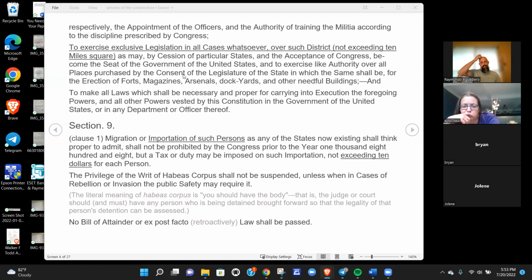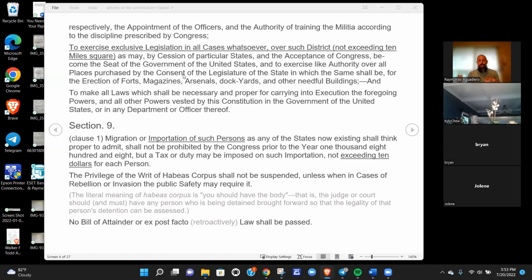Okay, section 9, clause 1, I put this in here. There's another part of the Constitution that links back, so that's why that's there. All right, "The migration or importation of such persons as any of the states now existing shall think proper to admit shall not be prohibited by Congress prior to the year 1808, but a tax or duty may be imposed on such importation, not exceeding $10 for each person."